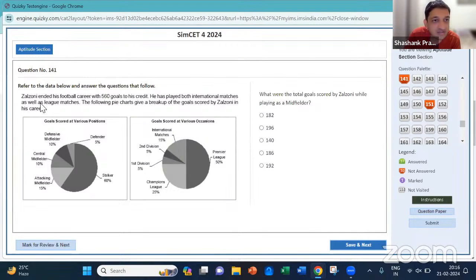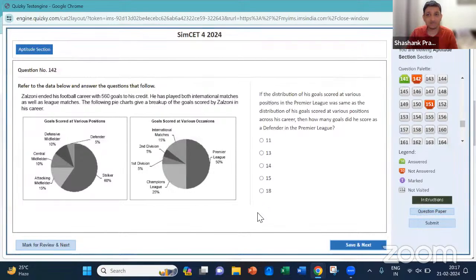Zalzoni ended his football career with 560 goals to his credit. This is the breakup of 560. Total goals while scoring as a midfielder. Okay, there is no international here. Division wasn't asked, only midfielder is asked. Midfielder is what? All midfielders come. So 10, 20, 35. 35% of 560. 30% is 56 into 3, 168, 168 and 28. 168 and 20 is how much? 196. Yeah.